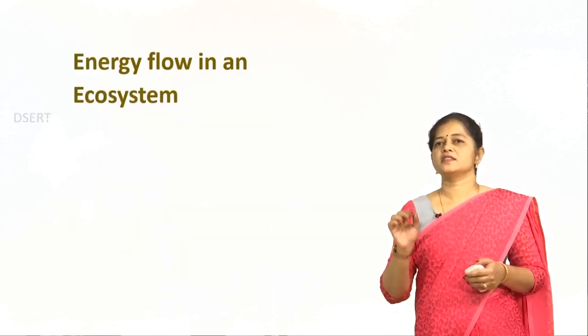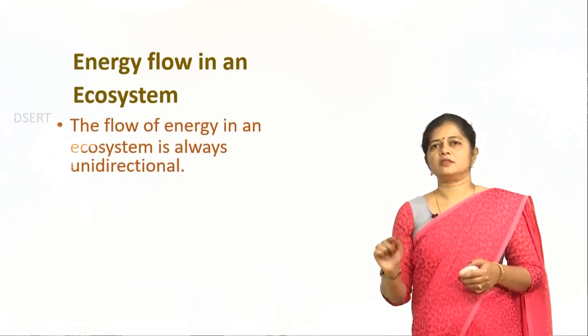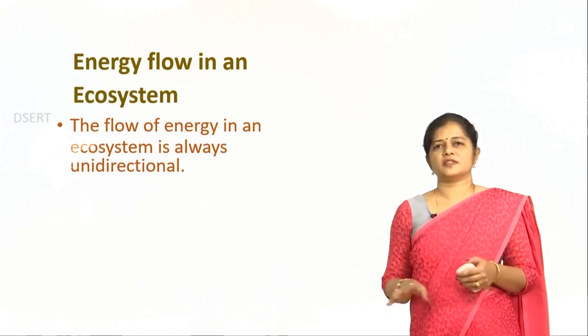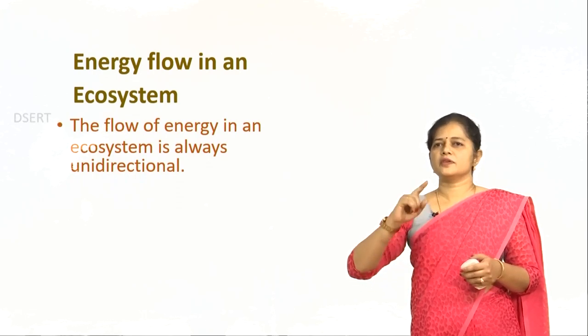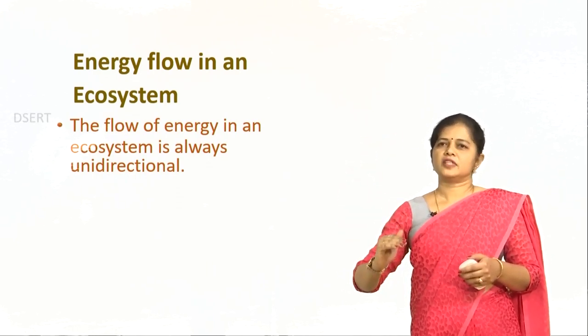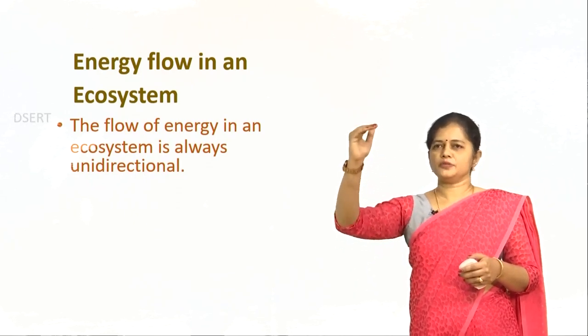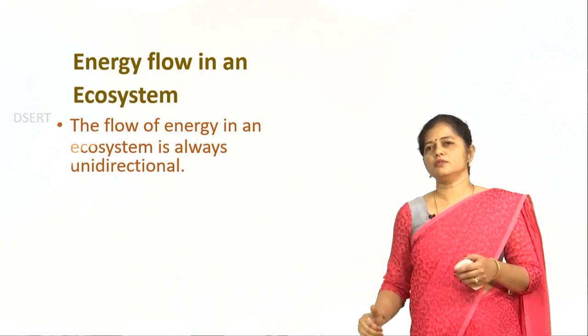How does the energy flow in an ecosystem? The energy flow in an ecosystem is always unidirectional. It can never flow back. It always flows from one trophic level to another trophic level, from trophic level 1 to trophic level 2 and to 3 and to 4, not from 4 to 3, 3 to 2, or 2 to 1.